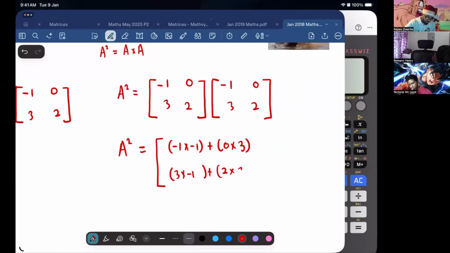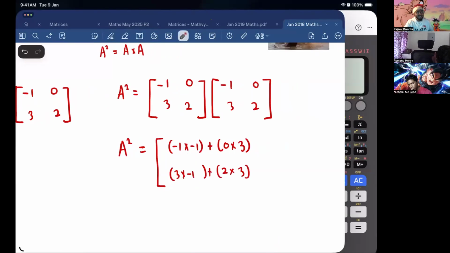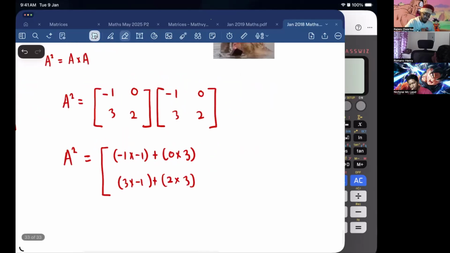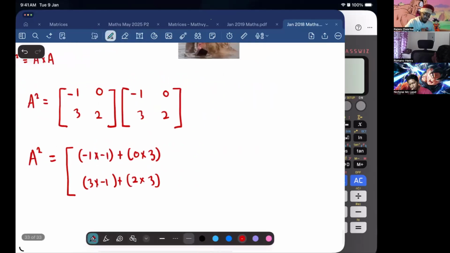2 times 3. And you don't even have to think that hard, right? Remember the hack I showed you? So you just put in the 3 here, put in the 2 here, drop down the minus 1, drop down the 3. Easier now. All right, and I want you to do that same procedure. So we finished with the minus 1, 3. We're done with that.